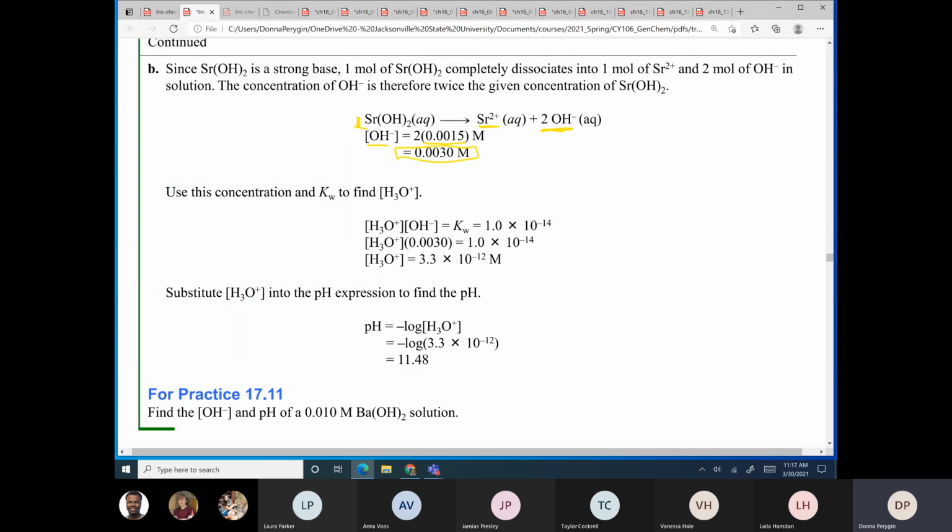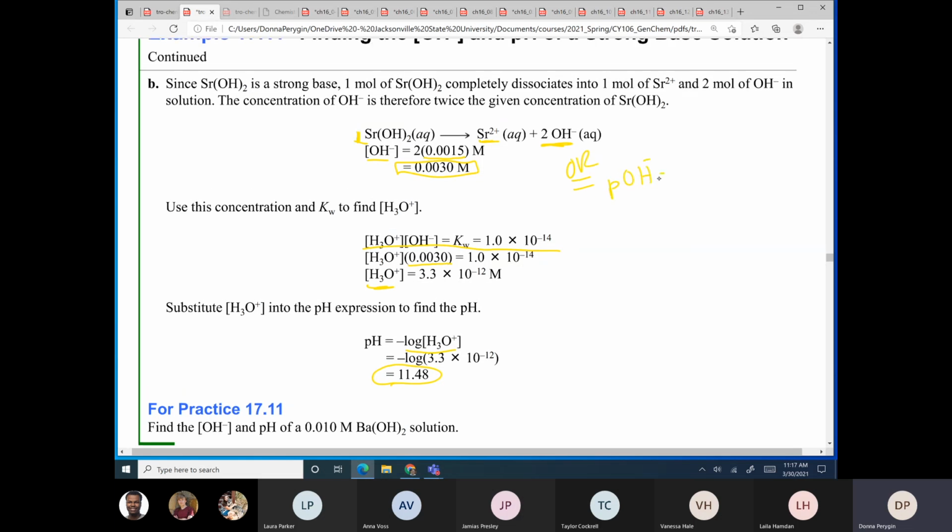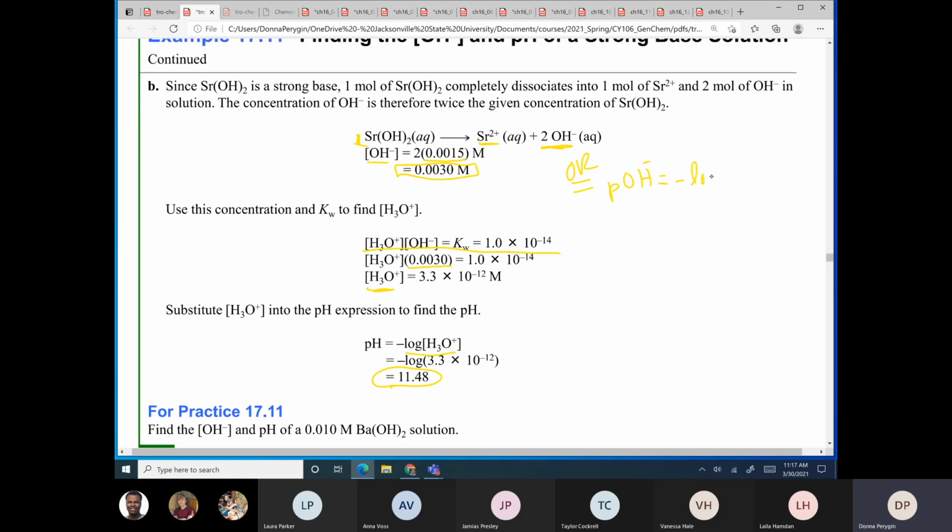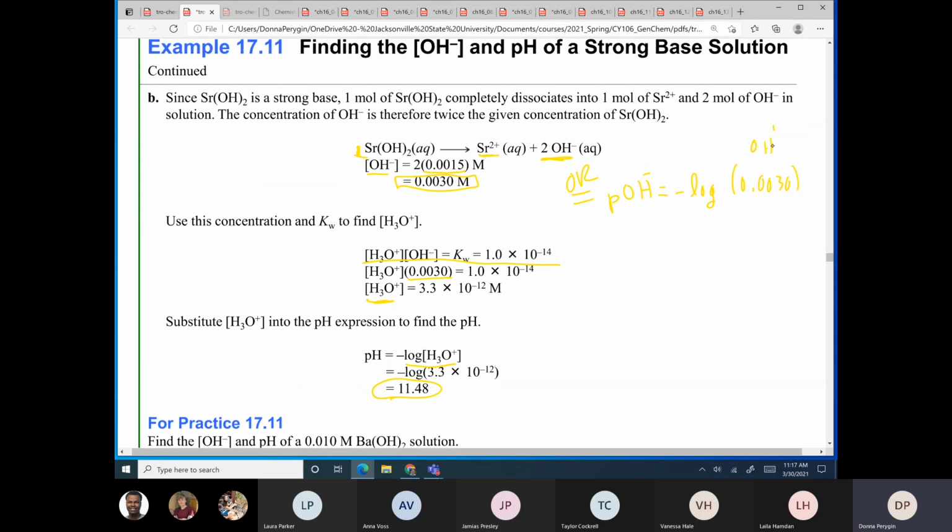So my hydroxide ion concentration is 0.0030. Okay, so if you wanted to use the first method to do this, you could solve for H3O+ concentration by plugging in that 0.0030 into this formula for Kw. Okay, and then you can take the negative log of that, giving you the pH is 11.48, or you can work it like this. I can say pOH is equal to negative log of 0.0030, which is my OH- concentration.